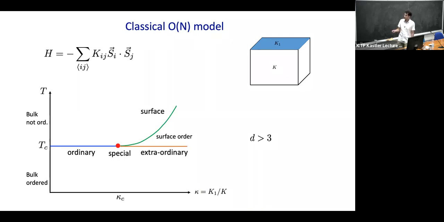And finally, there is this multi-critical point known as the special boundary universality class. Each of these classes is a distinct boundary universality class, corresponds to a distinct boundary conformal field theory. All the exponents are different for them and so forth. All right, so this is the situation in dimension greater than 3, and it's largely understood.